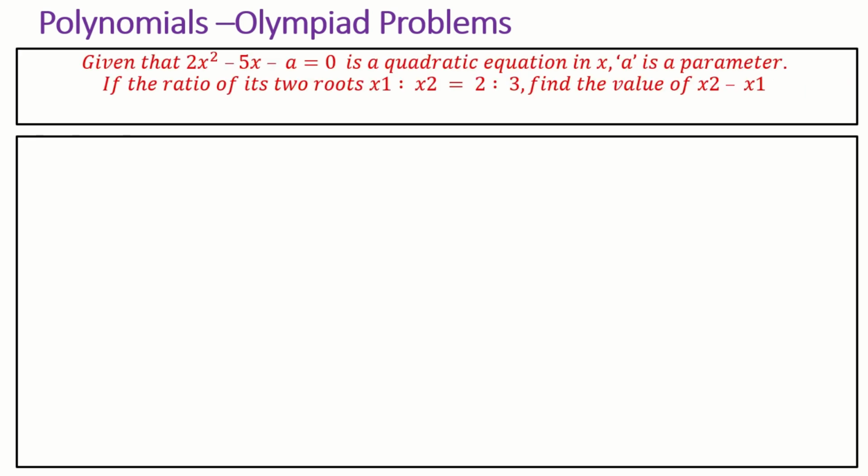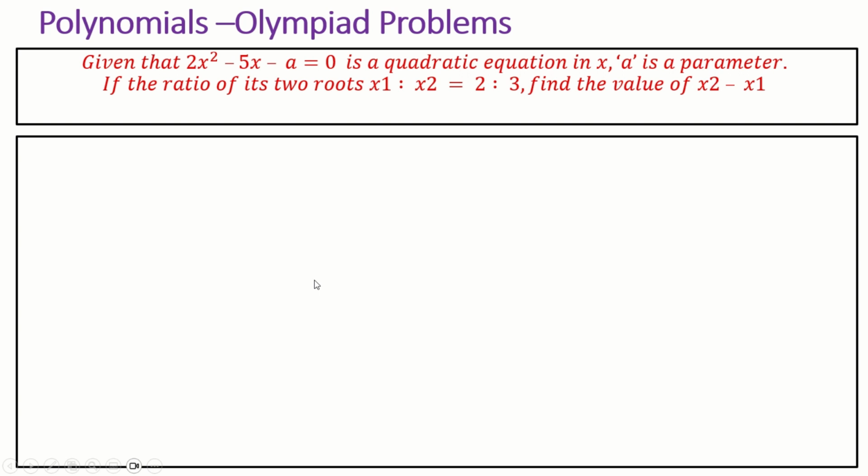Given that 2x square minus 5x minus a equal to 0 is a quadratic equation in x, where a is a parameter or some value. If x1 and x2 are roots of this quadratic equation, then the ratio x1 to x2 equal to 2 is to 3. Find the value of x2 minus x1.